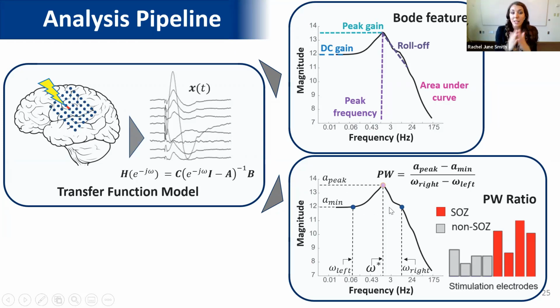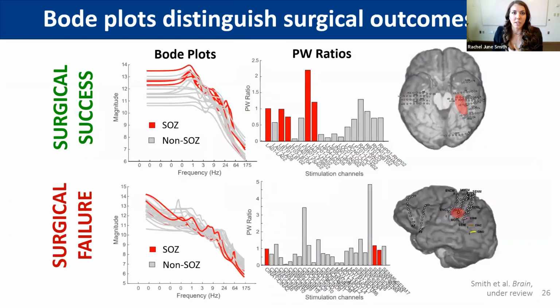with this idea that the peakier the plot, the PW ratio is going to be much higher, right? You maximize the difference in A, minimize the difference in omegas. And our hypothesis is that the seizure onset regions will have higher PW ratios than non-seizure onset regions. So I'm going to show you just some representative examples of this.